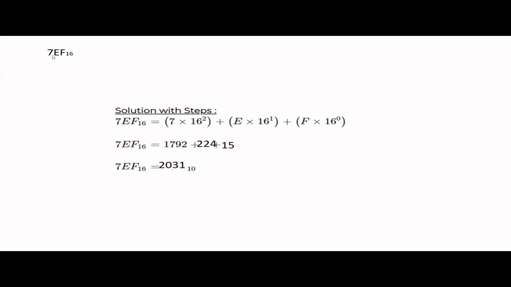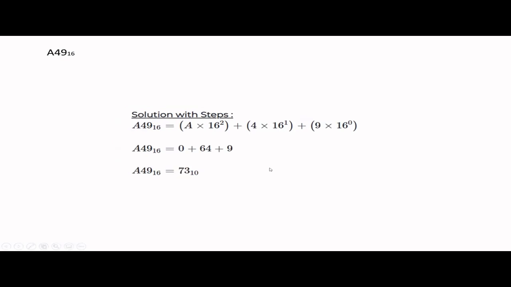Okay, next one is 7EF, right? Write them down, 7EF. So this is 16 to the power 0, 16 to the power 1, 16 to the power 2, right? 16 to the power 0 is 1, 1 into F. F is 15. So 1 into 15 is 15. And here it's 14, 14 into 16. Here it's 16 into 16, 256 into 7, then it's 1792. So you add them all, then you will get the answer as 2031.